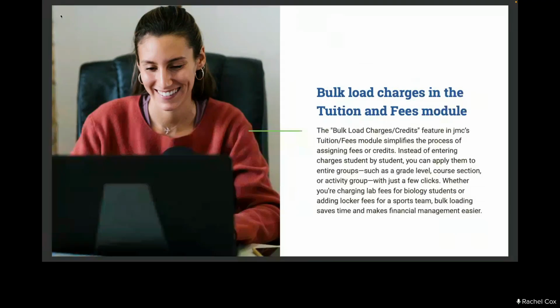The bulk load charges and credits feature in the JMC tuition and fees module simplifies the process of assigning fees or credits. Instead of entering charges student by student, you can apply them to entire groups such as a grade level, course section, or activity group with just a few clicks. Whether you're charging lab fees for biology students or adding locker fees for a sports team, bulk loading saves time and makes financial management easier.